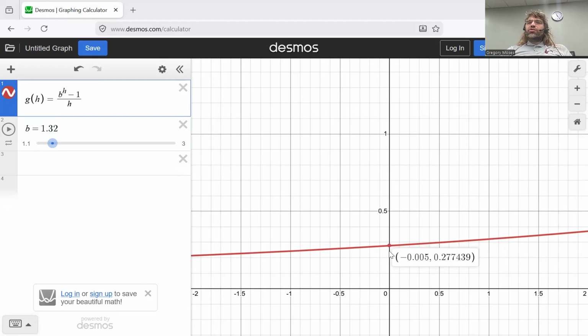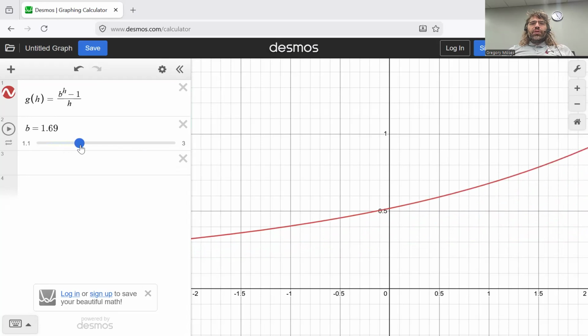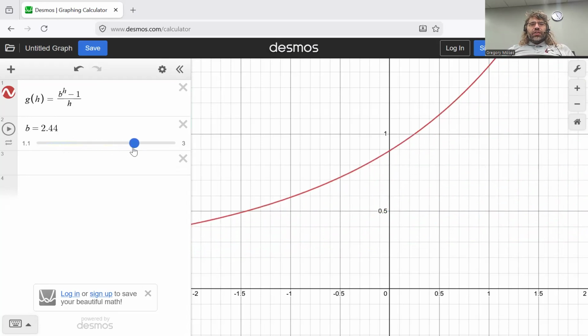Well, or 0.277 or something like that. And this 1.32 is clearly not giving us what we want. We want this to be approaching 1. Well, I slide b up, and you see now when b is 2.44, as h approaches 0, y is approaching like 0.89 something.